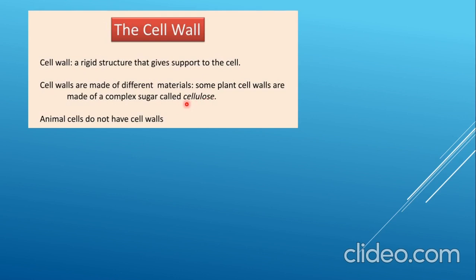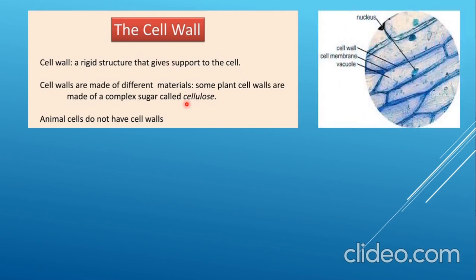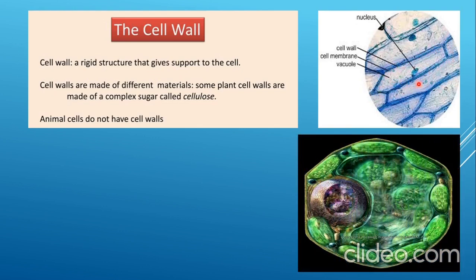Polysaccharide means a carbohydrate. Many glucose molecules unite together to form a polysaccharide, cellulose, that makes up the cell wall. Animals do not have a cell wall. So here it is, onion peel cells. Here you can see these are the cell walls. This is a microscopic view.